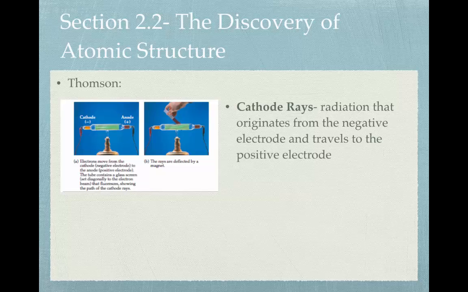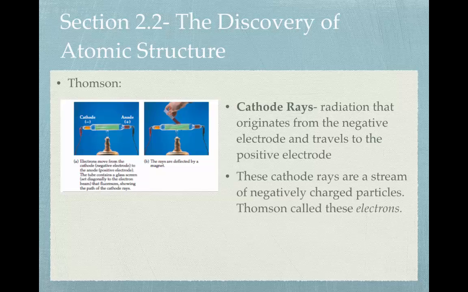And what he discovered is that these cathode rays are actually a stream of negatively charged particles, and he called these particles electrons. So the issue here is that all of a sudden atoms are now divisible when before it was believed that they were the smallest particle that existed. Now we have subatomic particles, the first one being electrons, which are negatively charged and were discovered by Thomson.